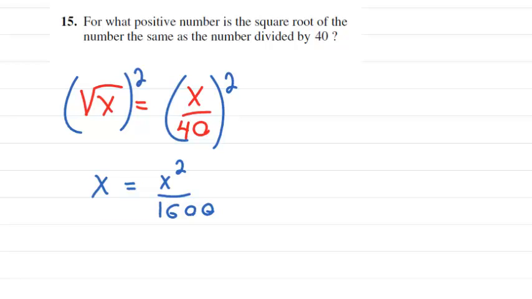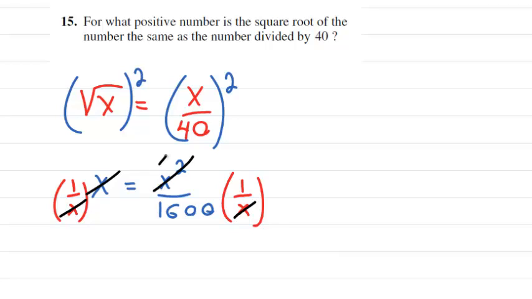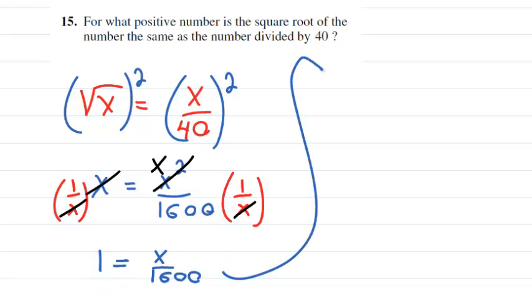I can divide both sides by x. I'm going to express that as 1 over x and 1 over x. Now the x's on the left cancel, and on the right we have this x canceling with this one, leaving us with only 1x. So when the dust settles here, we have 1 on the left and x over 1600 on the right. We can multiply both sides by 1600 and we get 1600 is the value of our x. So the answer would be 1600.